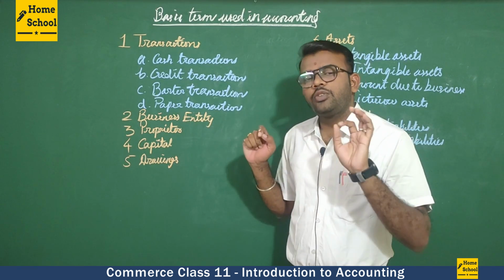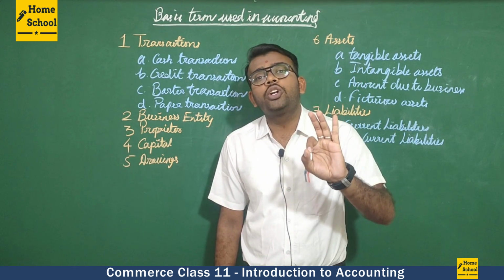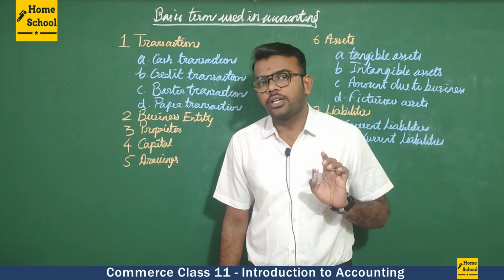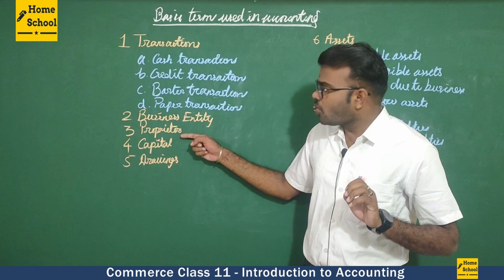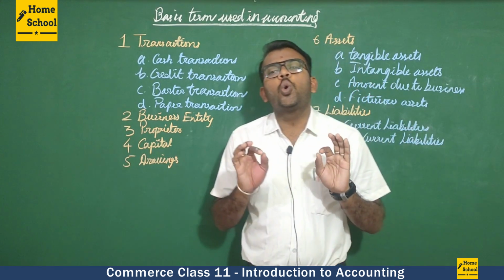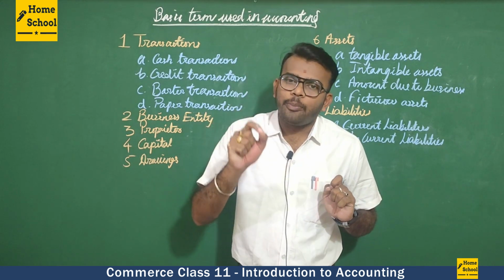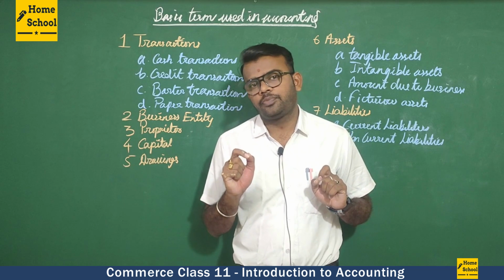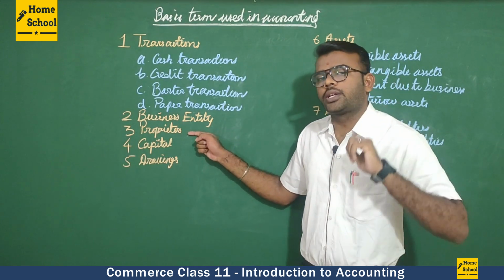Business entity, you have to enter all the transactions from the business point of view itself. Okay, so then we have a third basic term, what? Proprietor. Proprietor is the owner of the business, who brings capital to run the business. So proprietor, or we can say owner.